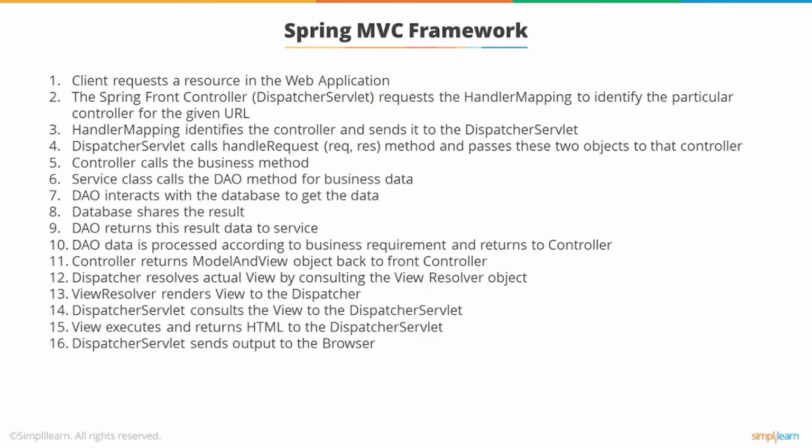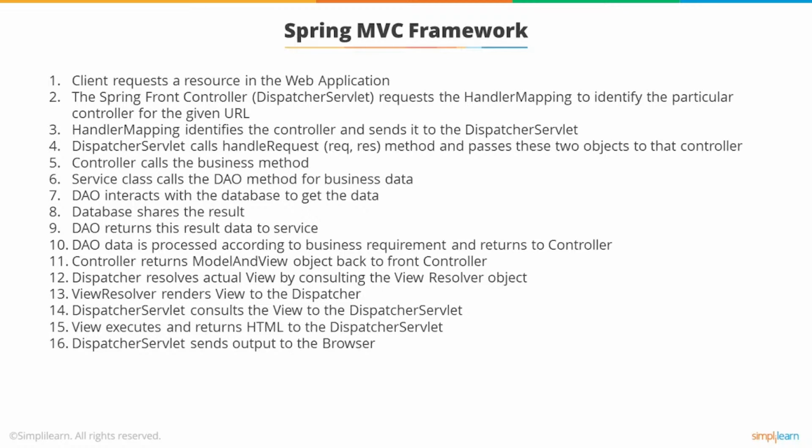The Spring front controller, dispatcher servlet, requests the handler mapping to identify the particular controller for the given URL. Handler mapping identifies the controller and sends it to the dispatcher servlet. Dispatcher servlet calls the handle request method and passes these two objects to the controller. Controller calls the business method. Service class calls the DAO method for business data. DAO interacts with the database to get the data. Database shares the result.